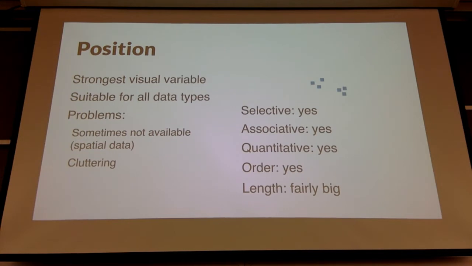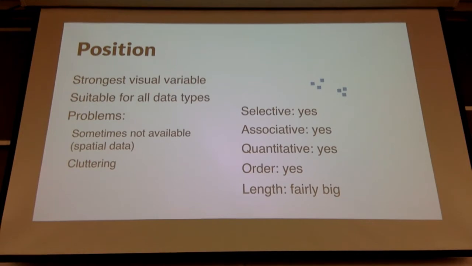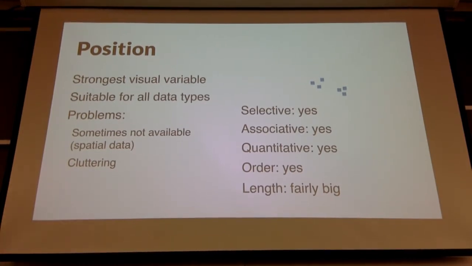So position, as I already said, is the strongest visual variable, and it's kind of the most important choice that you make as a visualization designer. What is your position in your data set? And it's suitable for all types of data. The problem that you have with position is that sometimes it's not available. So for example, if you want to plot data on a geographic map, your position is already used up for the geographic locations. And so you cannot use position to encode an additional quantitative variable. And it can also lead to cluttering.